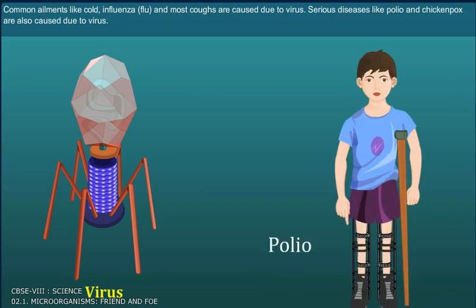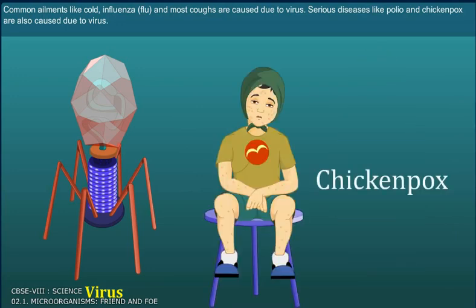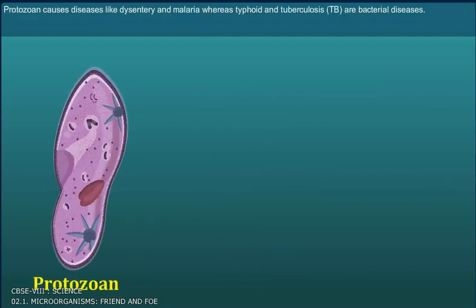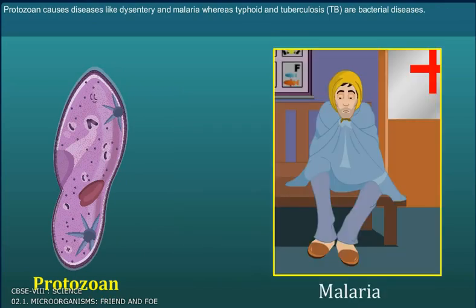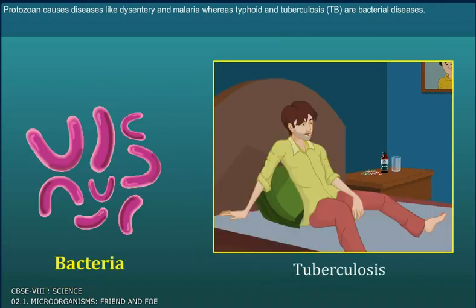Serious diseases like polio and chickenpox are also caused due to virus. Protozoa cause diseases like dysentery and malaria, whereas typhoid and tuberculosis are bacterial diseases.